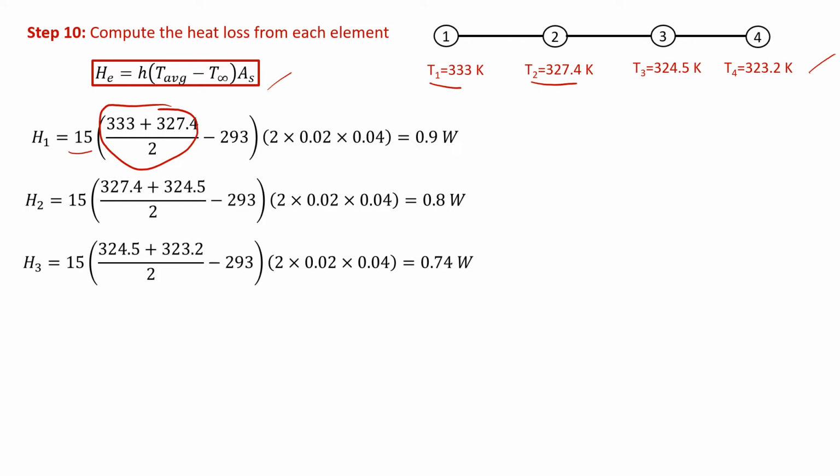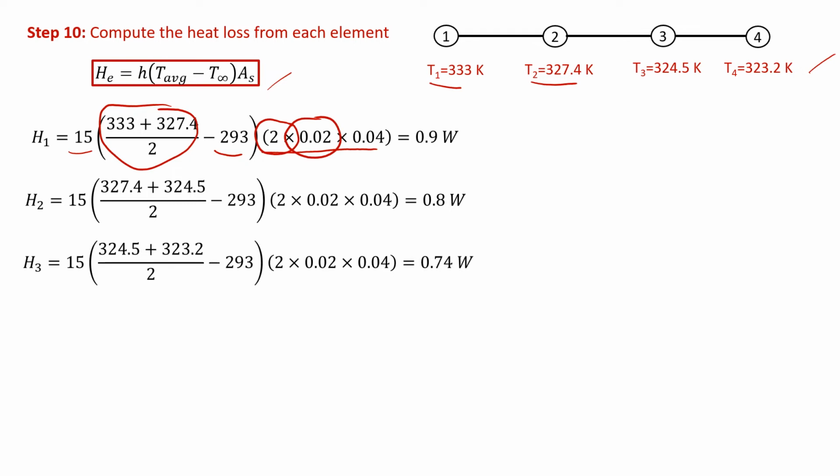The ambient temperature is constant for all elements, and then there is the surface area of element 1 that is exposed to the convection process. Remember to consider only the length of element 1, which in this case is equal to 20 millimeters. And do not forget to multiply the area by 2 to consider the top and bottom surfaces of the element that are exposed to the same convection process.